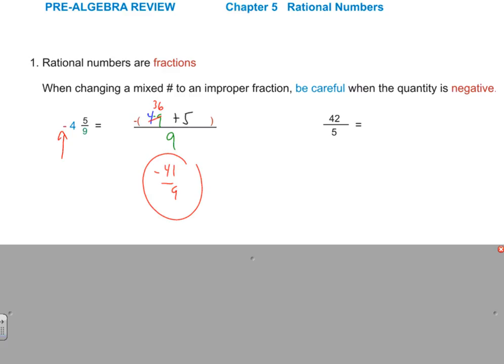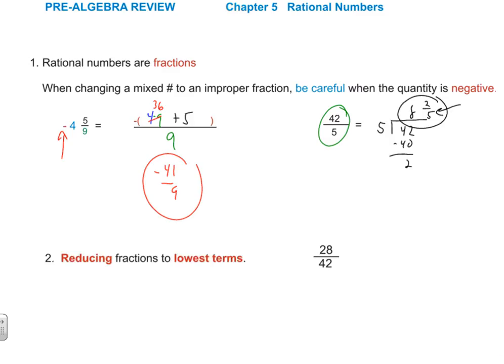All right, the second example over here to the right is simply, hey, change this into a mixed number. Remember to do that, you're simply going to divide the denominator, the bottom, into the numerator, the top. 5 goes into 42 8 times. That's a 40. What's our remainder? 2. Make your remainder a fraction. By the way, you would reduce that fraction if it were reducible. 2/5 is not. If it were, you would reduce.